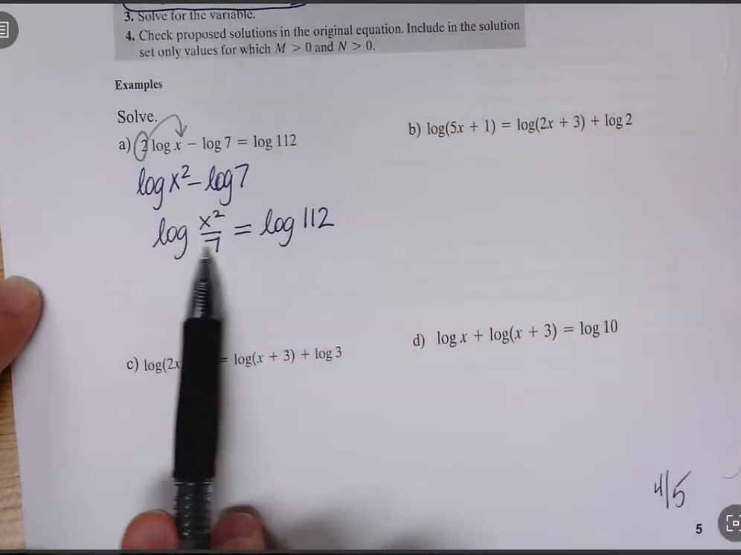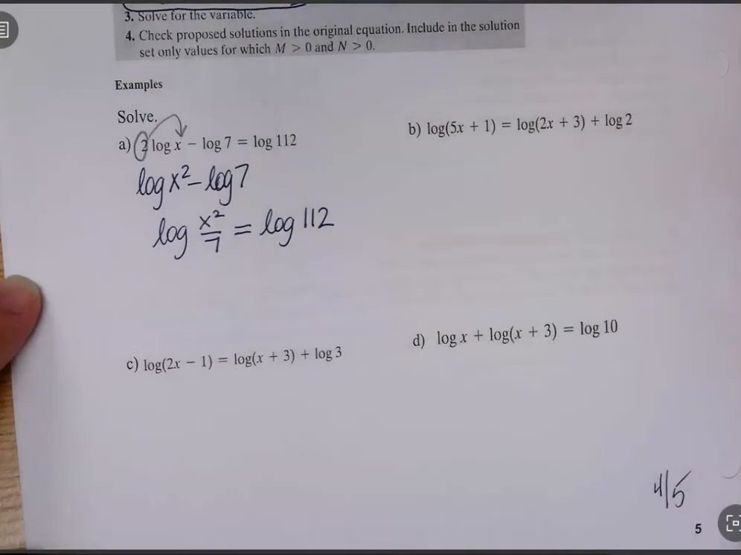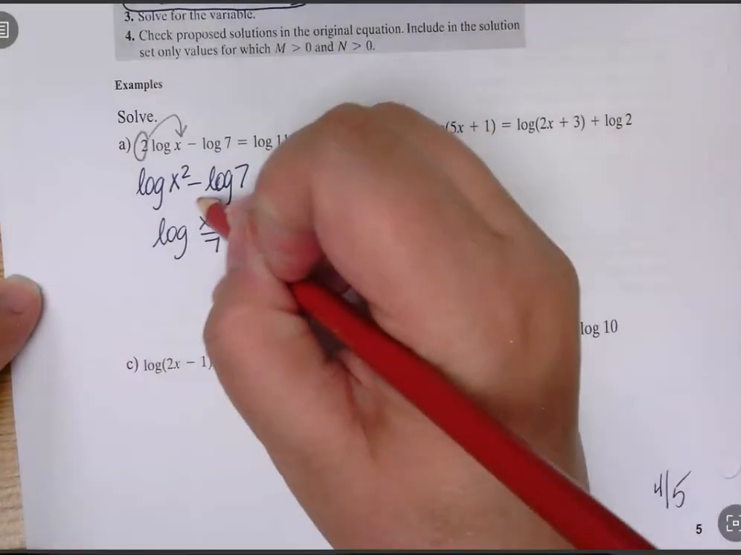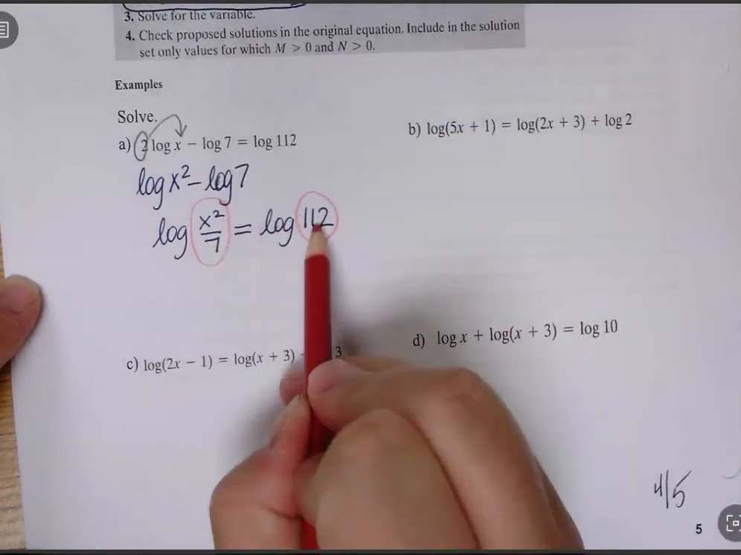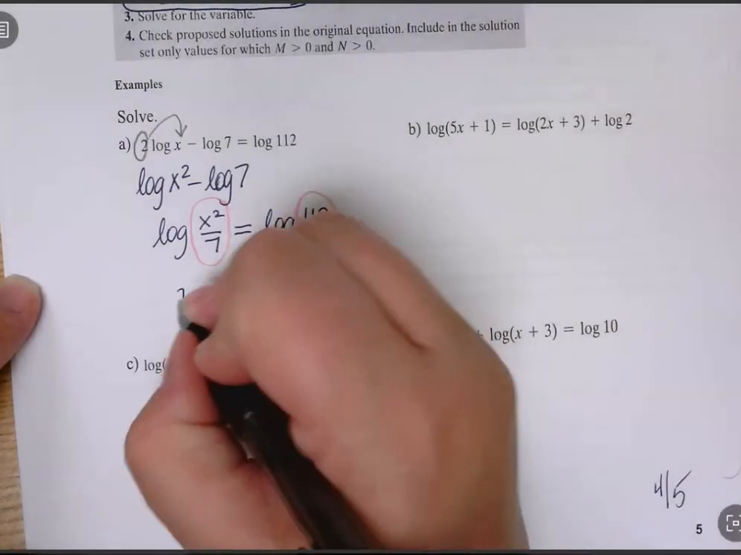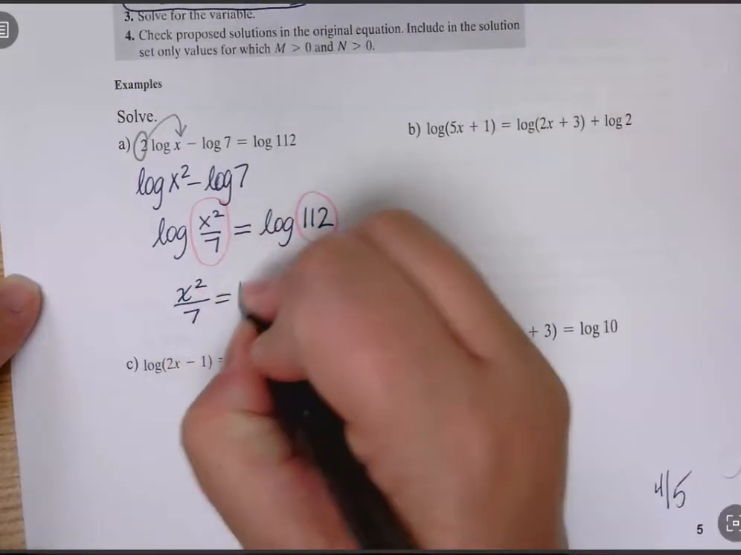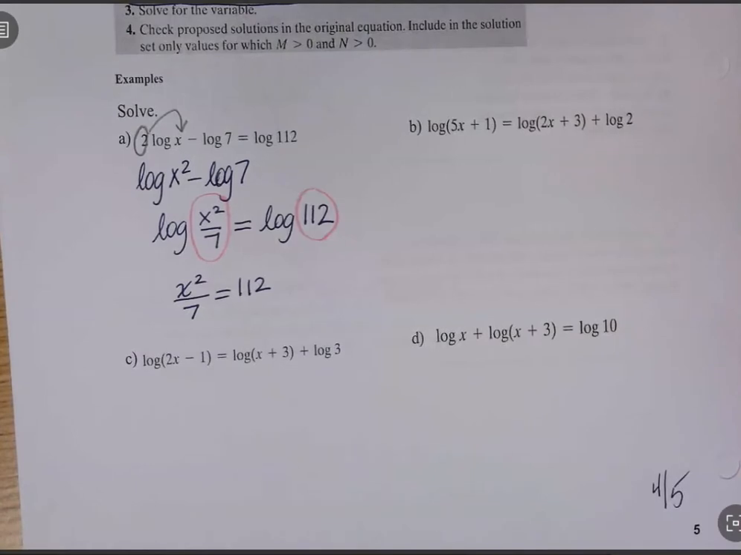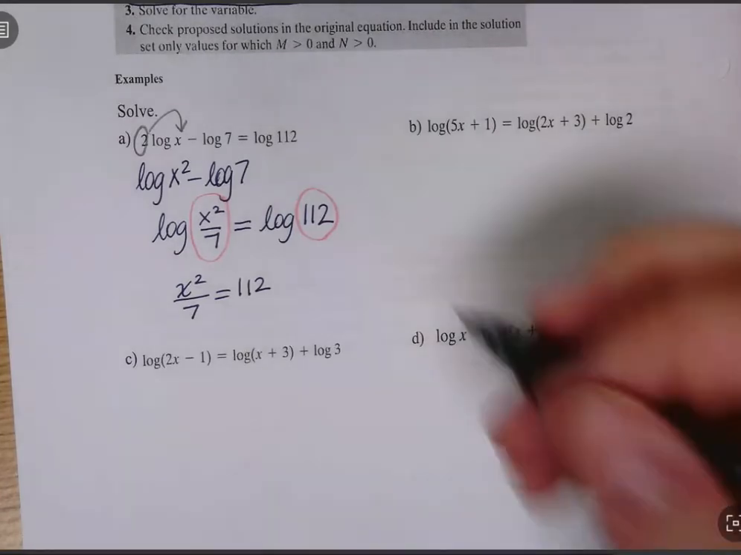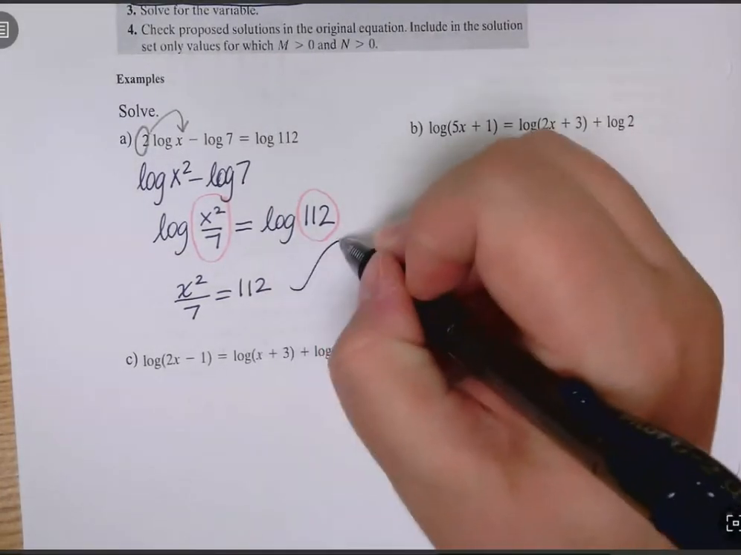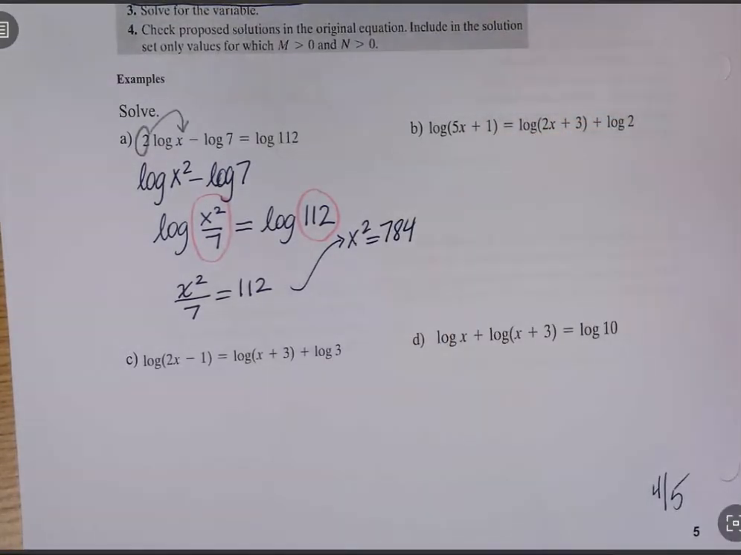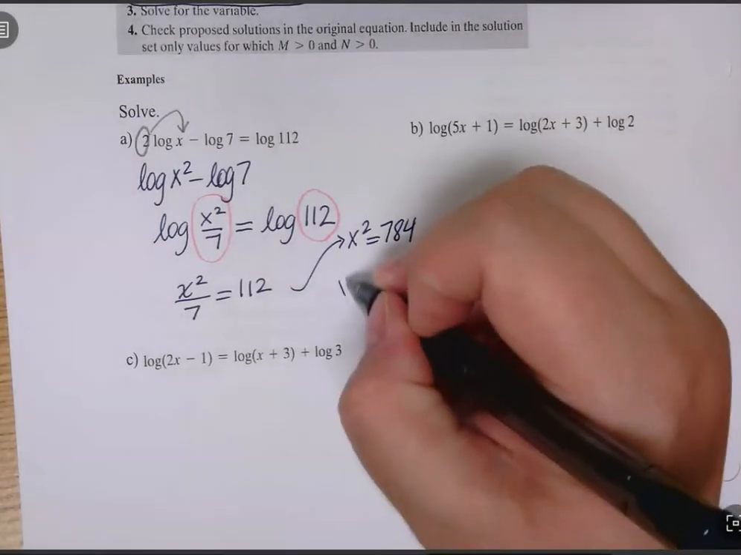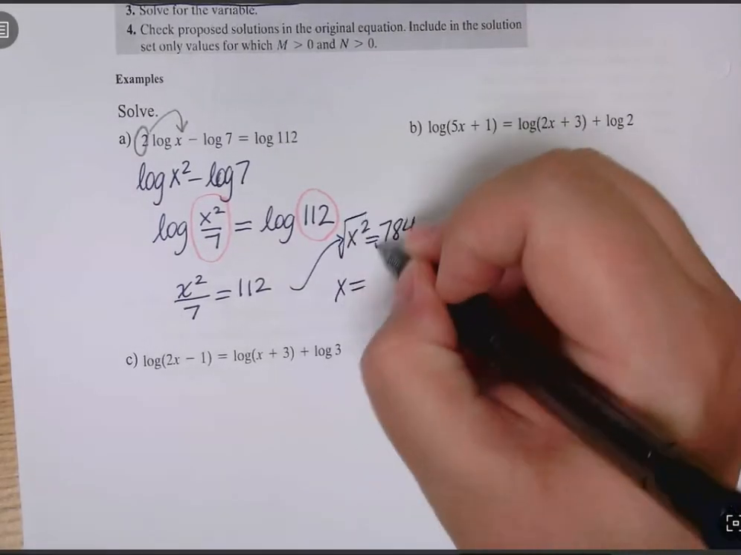Well, if the log base 10 of all of this equals the log base 10 of all of this, then these two things have to be equivalent. x squared over 7 must equal 112. So I'm going to solve that by first multiplying both sides by 7. And that gives me x squared equals 784. And the square root of 784 is 28.